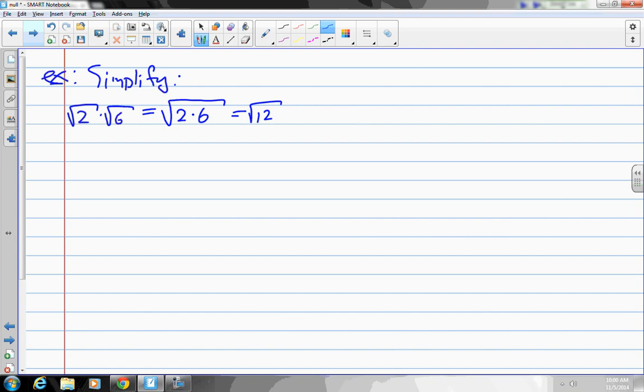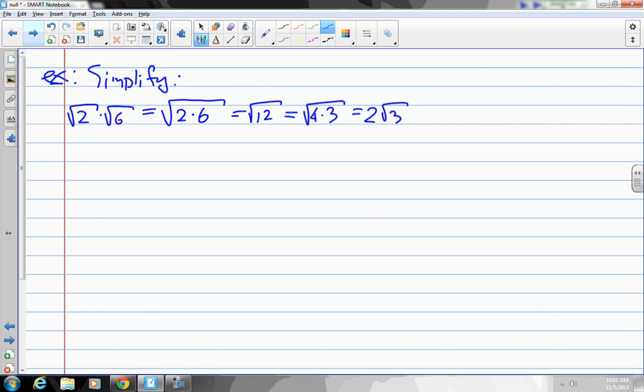Can I deal with that one? Can I simplify square root of 12? Yeah, since 12 is 4 times 3, 4 comes out as 2, square root of 3 stays. Is that okay?